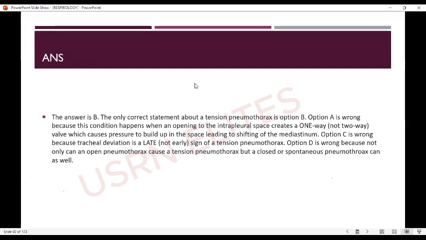Option C is wrong because tracheal deviation is a late sign, not an early sign, of tension pneumothorax. Option D is wrong because not only an open pneumothorax can cause tension pneumothorax, but a closed or spontaneous pneumothorax can as well. Are we on the same page? Yes, we are all on the same page. So the right answer is B.